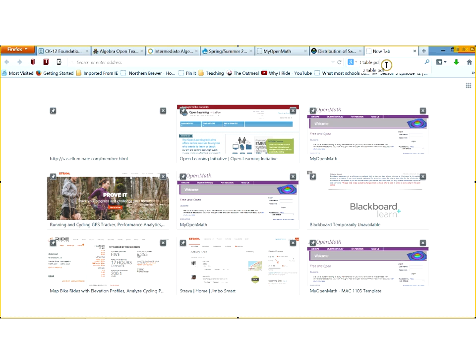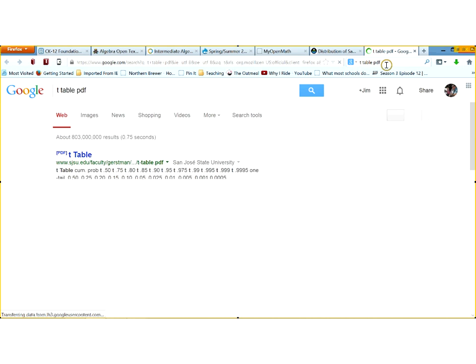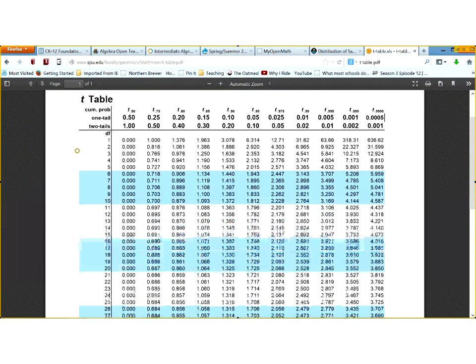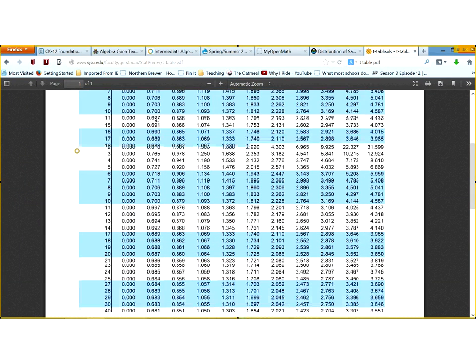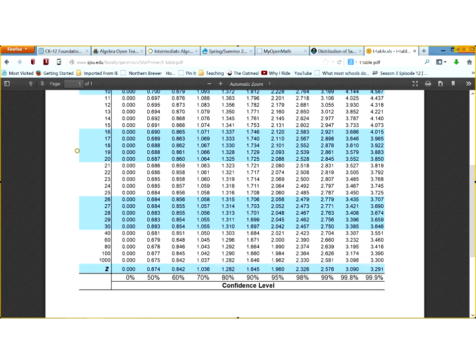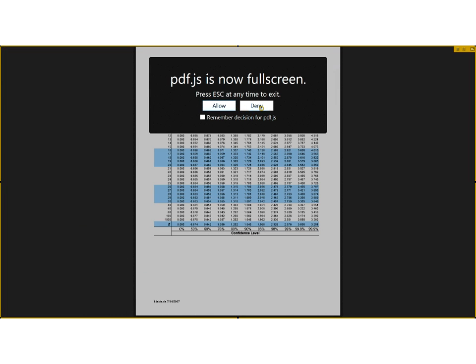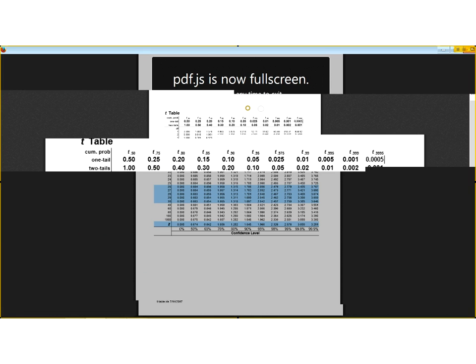If I search t-table PDF, I think the first one is just fine. Okay, so at the top it gives the T label. But really, what you want to look at is the bottom where it says confidence level. Let me make this slightly bigger. Here I can take a green filter. Oh, no, that's worse. Never mind. Let's see. There we go, that's better.